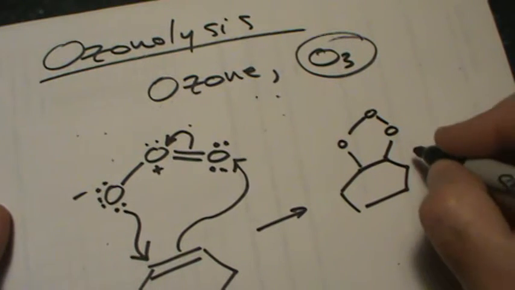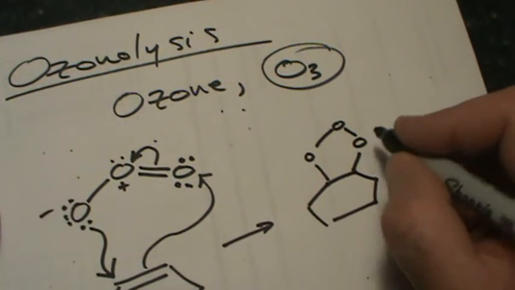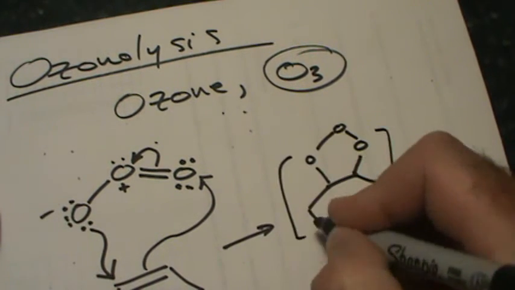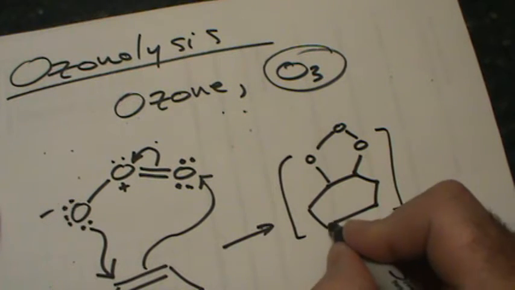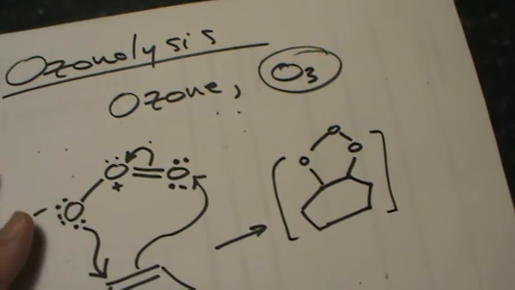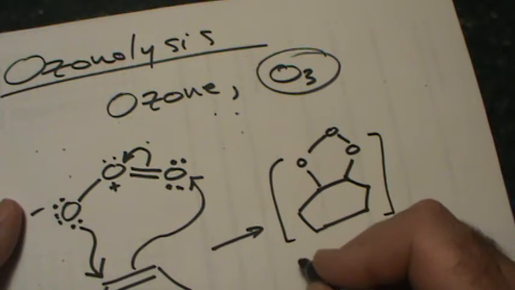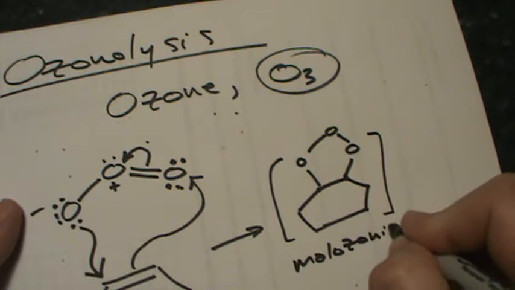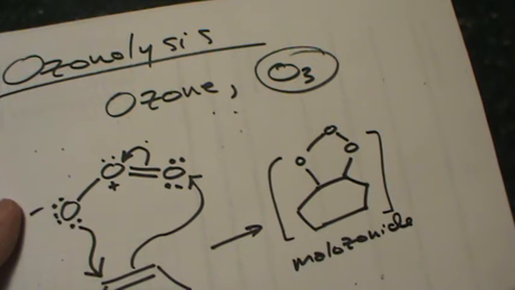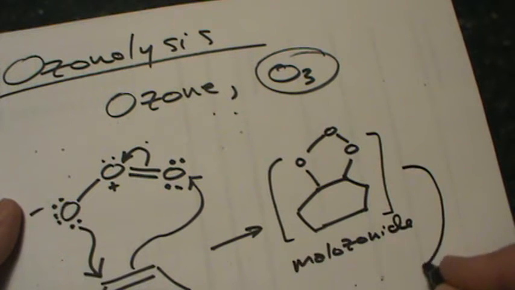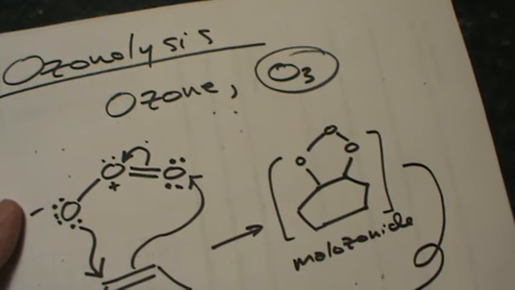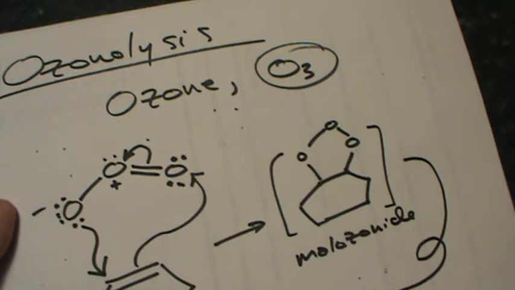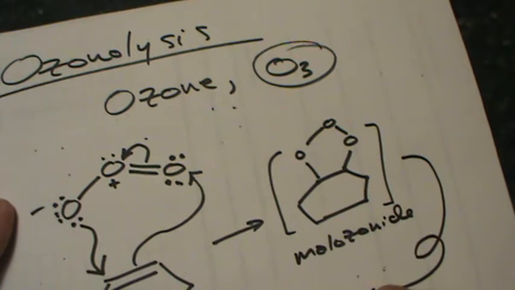This particular structure is not a very stable one. We can put brackets around it to indicate that it's relatively short-lived or transient. It's known as a molozonide. And the molozonide, generally speaking, rearranges to an ozonide.